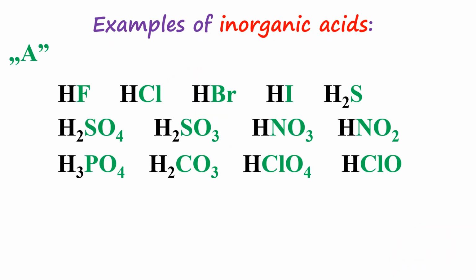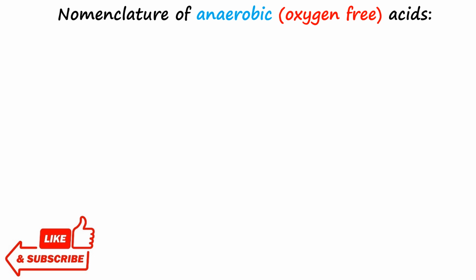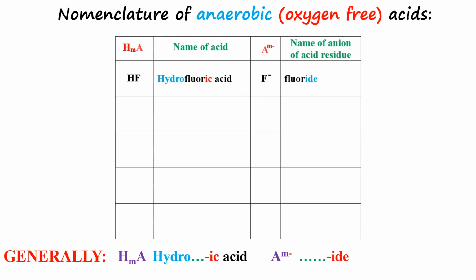How to correctly name these acids and what to name their acid residues? Let's name each of them. Let's start with the nomenclature of anaerobic, oxygen-free acids. Our first acid, HF. The name of this acid is formed by adding the prefix hydro, then the name of the element of the central atom of this acid, fluor. At the end, we add the suffix -ic. The acid residue of this acid is F-.